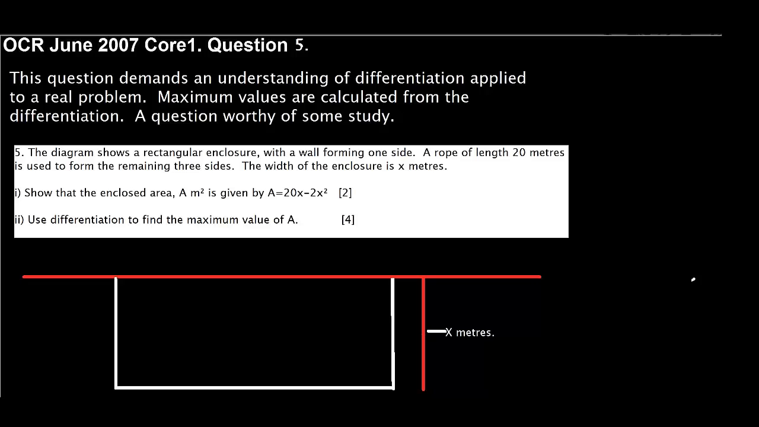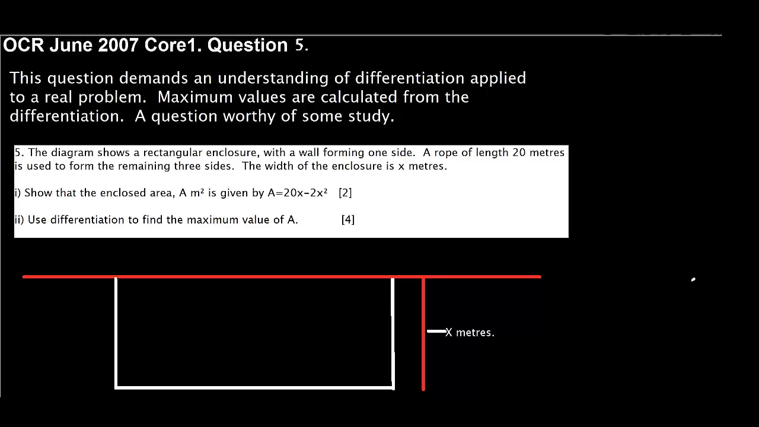The diagram shows a rectangular enclosure with a wall forming one side, the wall in red there. A rope of 20 metres length is used to form the 3 remaining sides, and the width is x metres. So I've marked x on that diagram there. Question: first of all, show that the enclosed area is given by A equals 20x minus 2x squared. And secondly, for 4 marks, we have to use differentiation to find the maximum value of A, the maximum value of the area, that is.